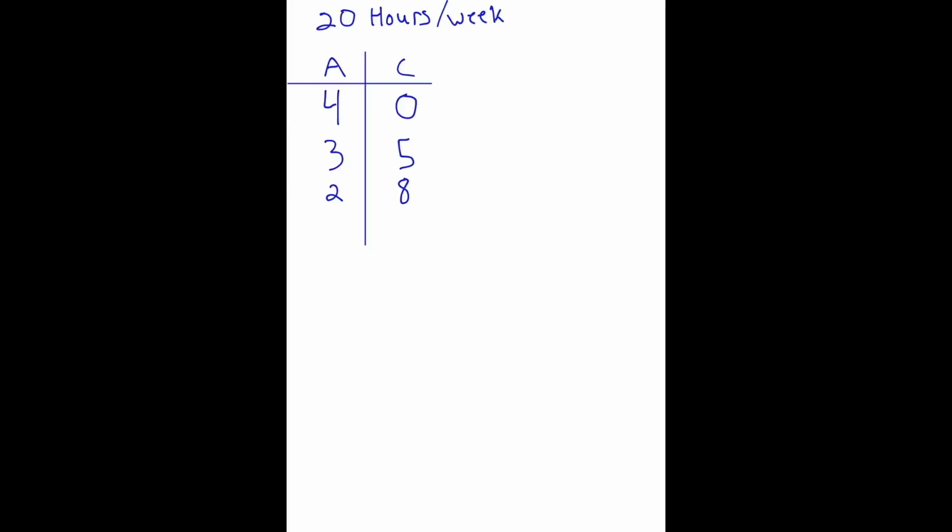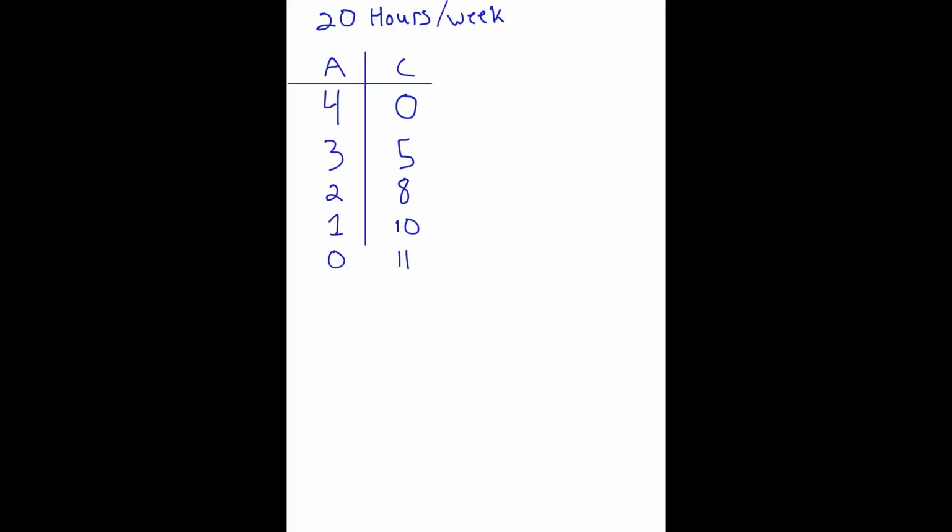So if the student does 1 less assignment, they have time to read 10 chapters. So 1 and 10. And if the student doesn't do any assignments, they have time for 11 chapters. So 0 and 11. So now I'm going to plot these points on a graph.